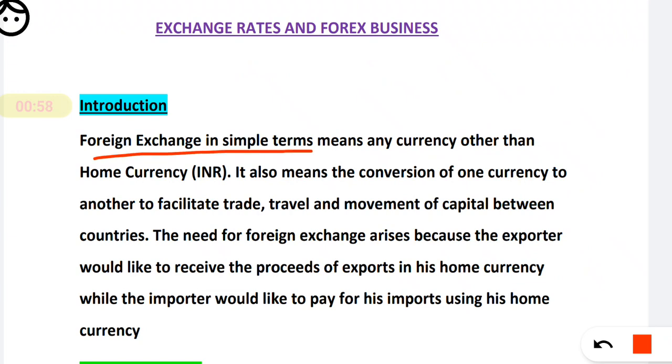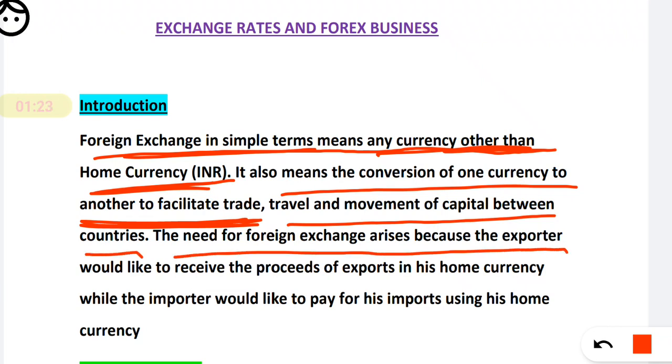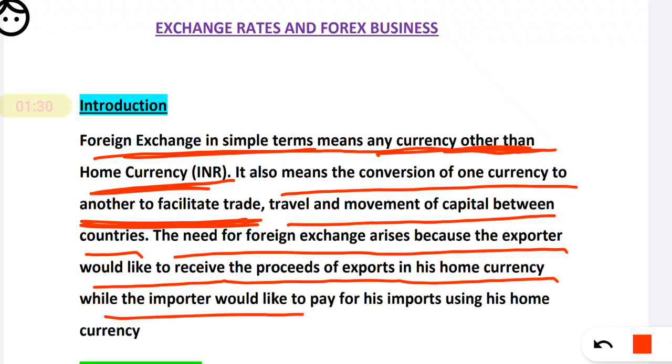Now see, foreign exchange in simple terms means any currency other than the home currency. In simple words, foreign currency means any currency other than the home currency. It also means the conversion of one currency to another for what? For trade, travel, and movement of capital between countries. The need for foreign exchange arises because the exporter would like to receive the proceeds of export in his home currency, while the importer would like to pay for his imports using the home currency.